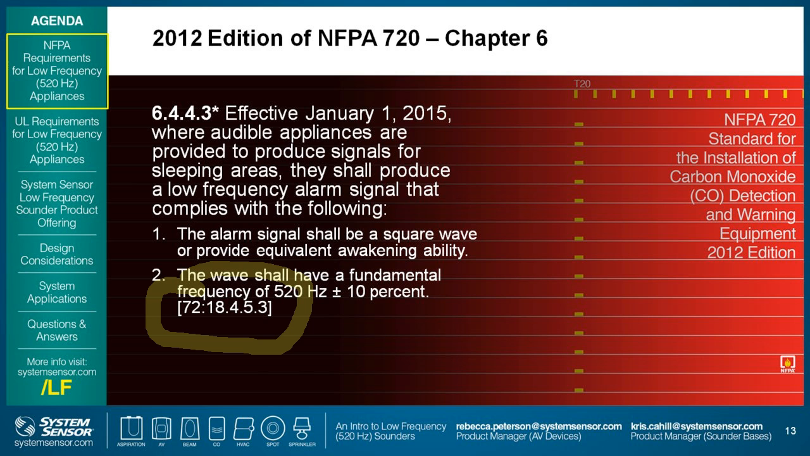Now, it's important to note that carbon monoxide detectors, carbon monoxide alarms, they have to produce a different temporal pattern. So they require a temporal 4, where smoke detectors and smoke alarms require a temporal 3. But the actual alarm tone, the frequency, is the same lower frequency pattern.